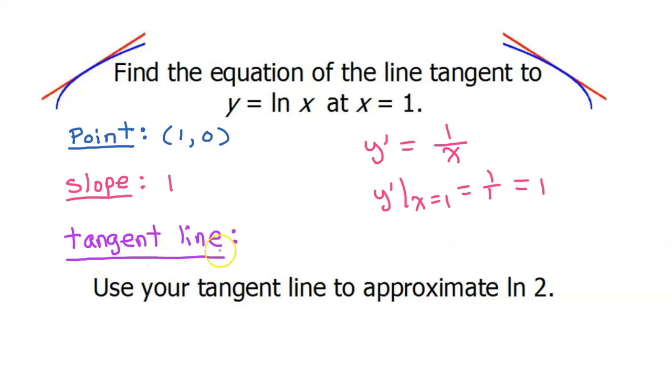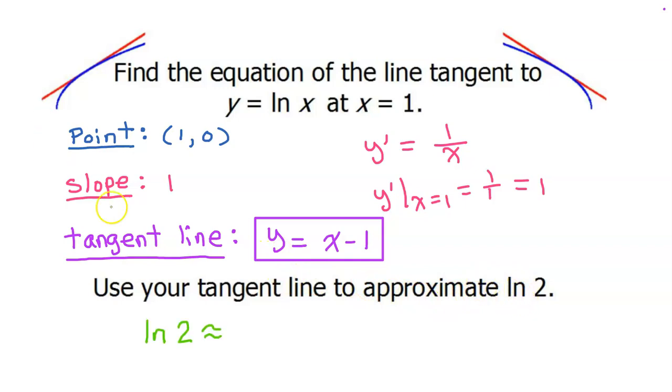Now we can write the equation of the tangent line, which is y minus y1 equals the slope times x minus x1, which simplifies to y equals x minus 1. Now let's use this tangent line to approximate the natural log of 2. The natural log of 2 is approximately equal to 2 minus 1, which equals 1.